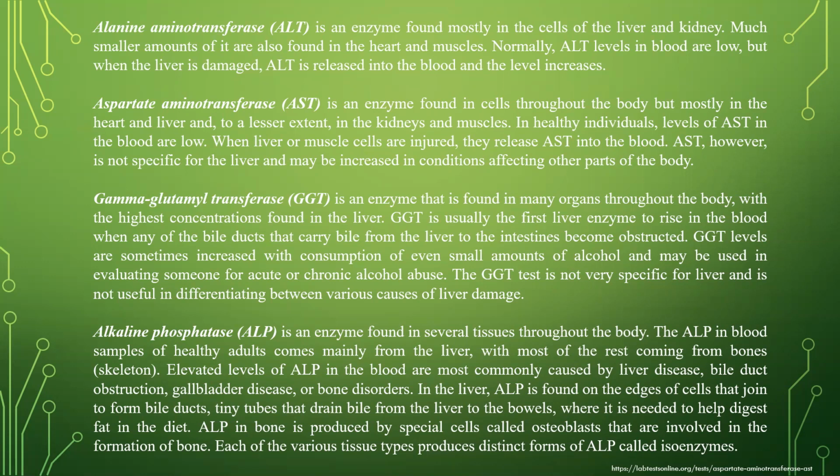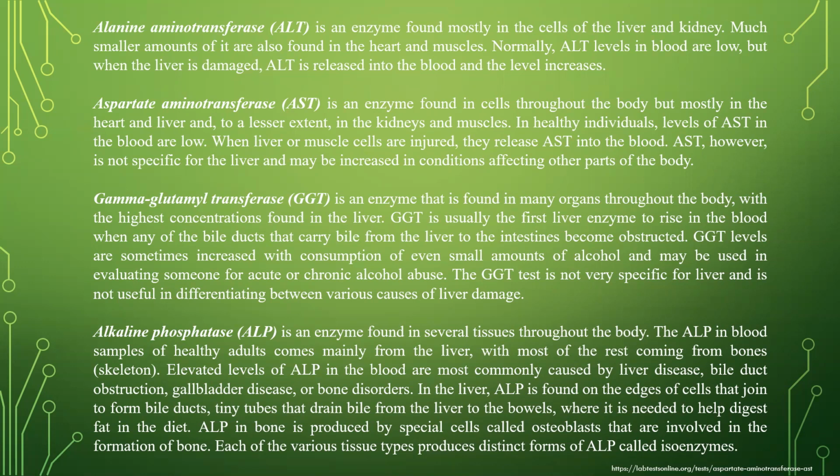Alkaline phosphatase is an enzyme found in several tissues throughout the body. In the blood samples of healthy individuals it comes mainly from the liver, with most of the rest coming from the bones. Elevated levels of ALP in the blood are most commonly caused by liver disease, bile duct obstruction, gallbladder disease, or bone disorders. In the liver, ALP is found on the edges of the cells that join to form the bile ducts, tiny tubes that drain bile from the liver to the bowels, where it is needed to help digest fat in the diet.